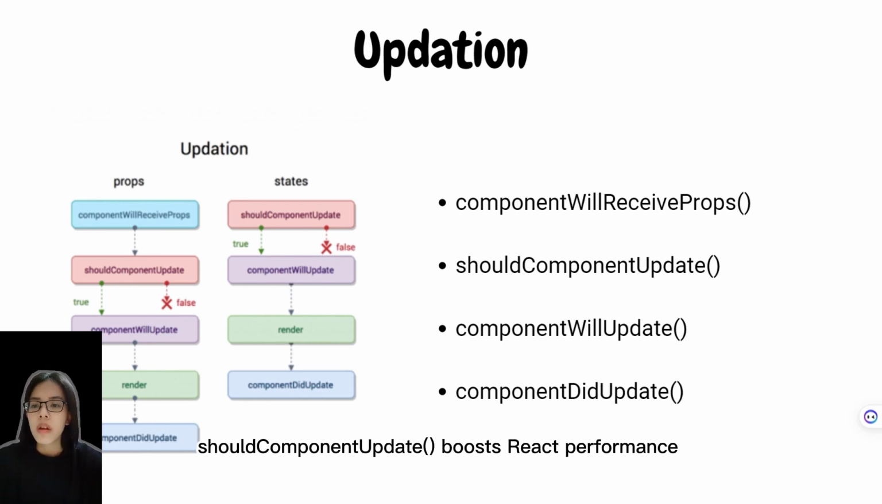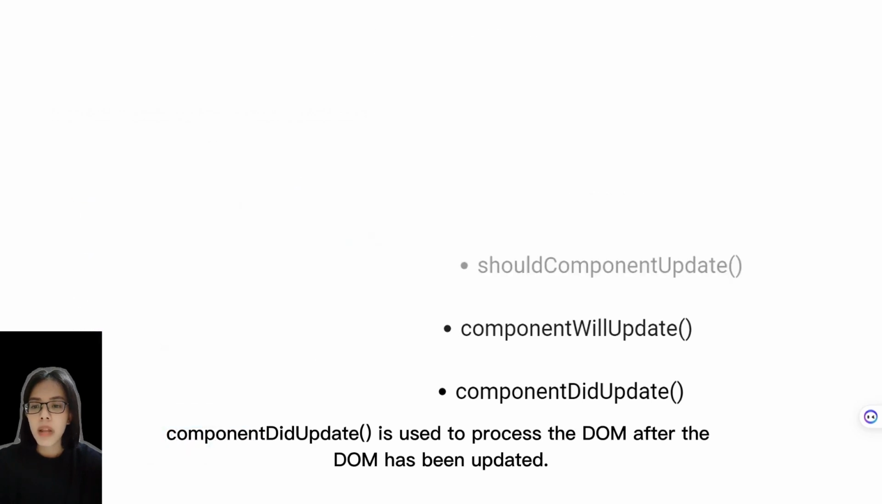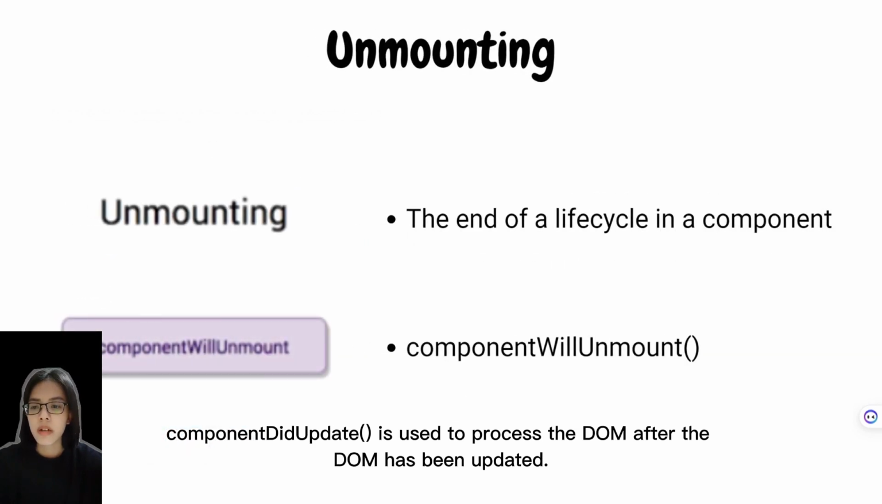shouldComponentUpdate can boost React performance. componentWillUpdate is called by the framework before the UI update happens, and is used for the second render onward. componentDidUpdate is used to process the DOM after the DOM has been updated.